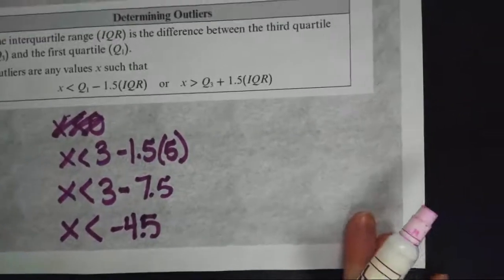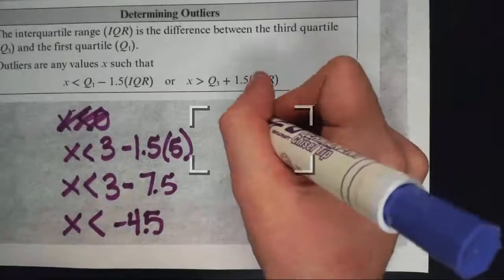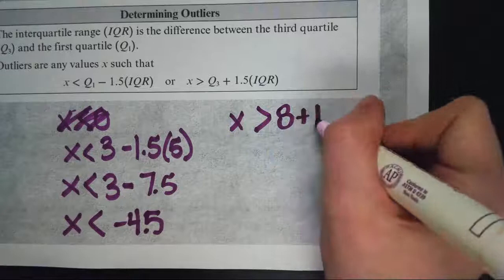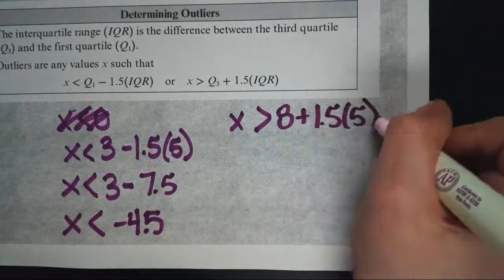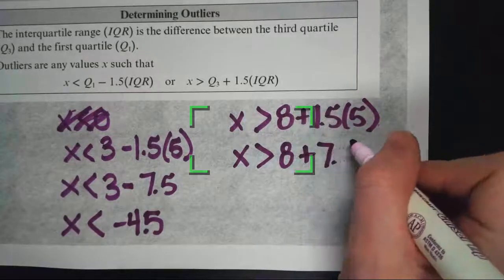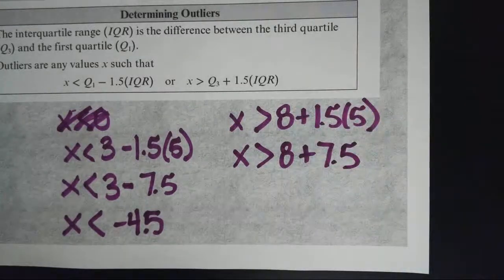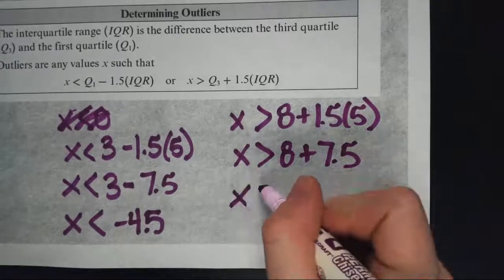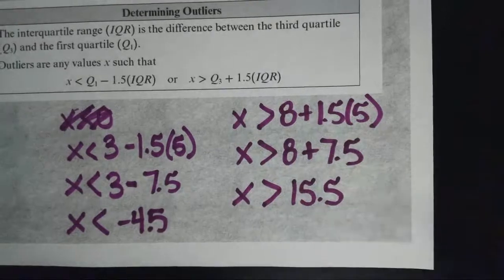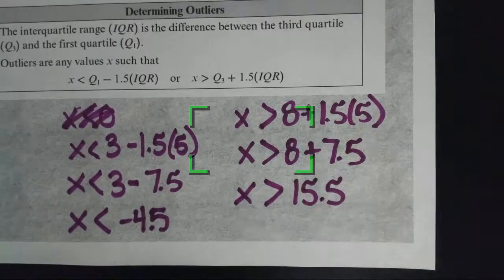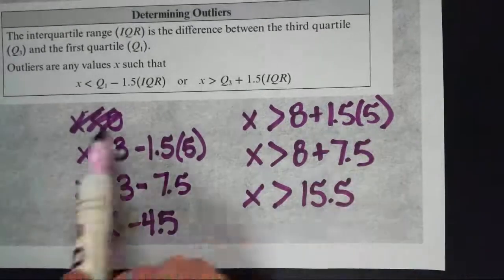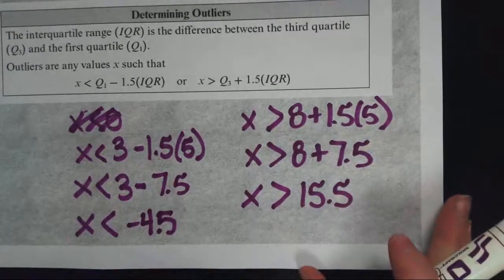On the larger side, we would use x is greater than the third quartile, which is 8, plus 1.5 times the IQR, which is 5. 1.5 times 5 is 7.5. So if x was greater than 15.5, that would also be an outlier. So in order to find our outliers, we have to know our quartiles and we have to know our interquartile range, and then we simply use these formulas.